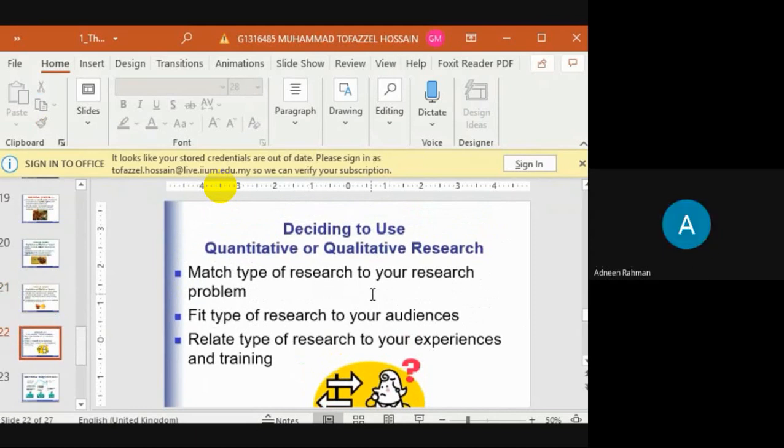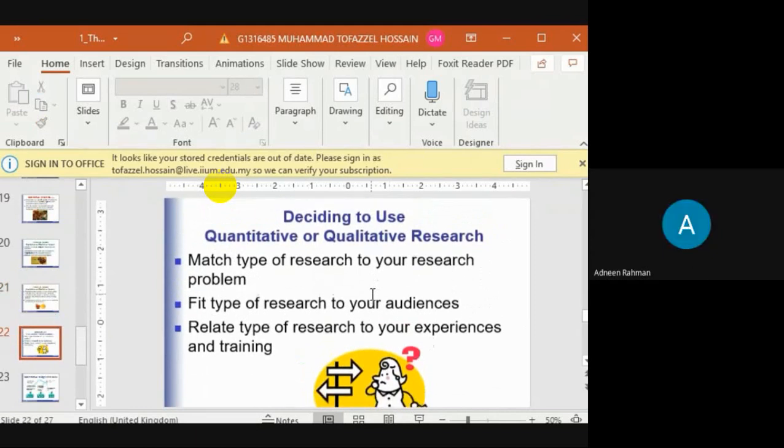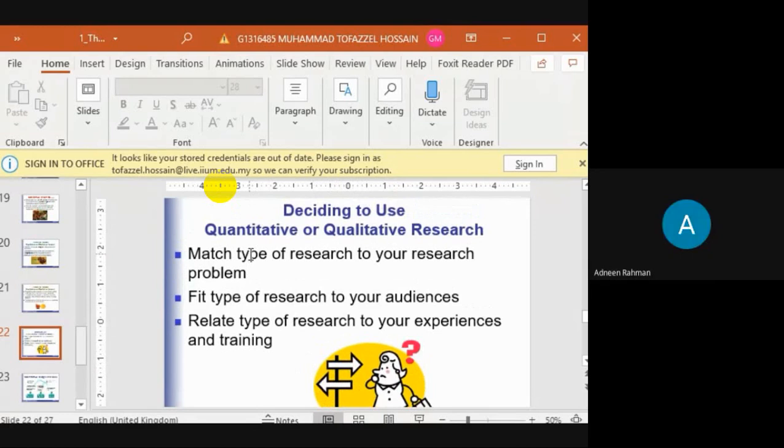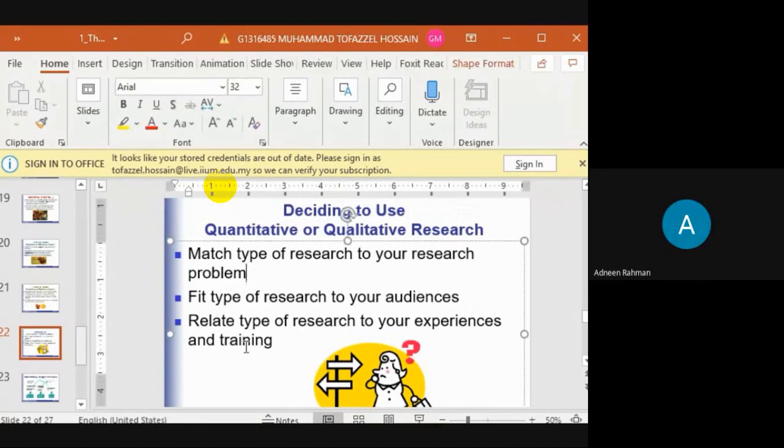Then, deciding to use quantitative or qualitative research. Now you are probably in a dilemma. Should I do qualitative or quantitative or mixed? Which one? You are in a dilemma because in some cases you find they are opposite. So then what would you do? How would you decide? Take both, I guess I will use both of the options. It depends. It depends on your problem.